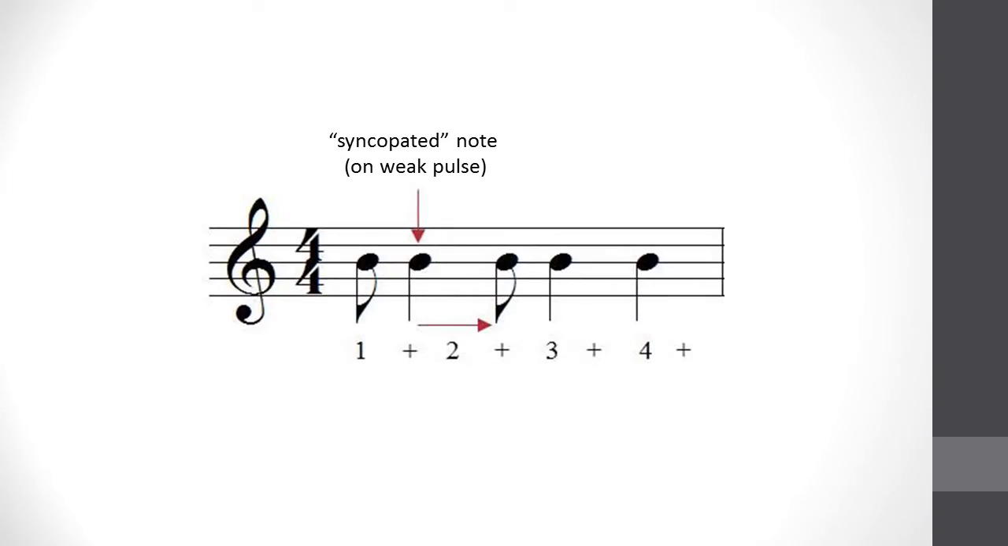In the following example, the syncopated note happens in between beats 1 and 2. It is then held over during the very next strong beat, beat 2. Here, the lengthening of the note on the weak pulse is what causes it to be stressed or accented where normally it would not be, thus creating a sense of rhythmic tension.